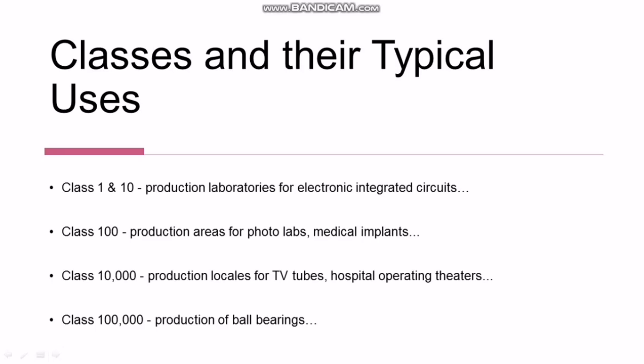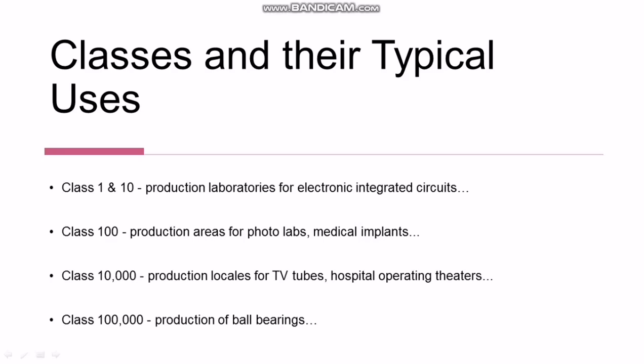And it's the same for the different classes, class 1 to 10, where we use them. These are the classes and their typical uses. From class 1 and 10, we use these clean rooms for production laboratories, for electronic integrated circuits. If you are working where electronic integrated circuits are produced, this clean room will fall in class 1 or class 10. Class 100 falls in production areas for photo labs and medical implants. Like you are dealing with medical implants, photo labs, so your ISO class, your clean room class, will be class 100.